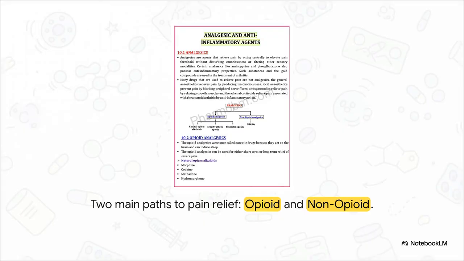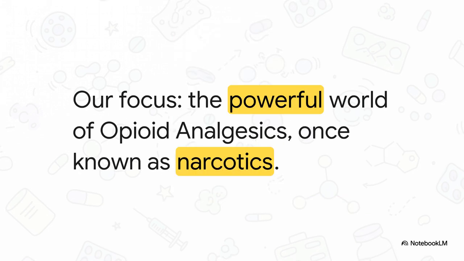When you look at painkillers, they basically fall into two big buckets. As you can see here, you've got the opioids on one side and the non-opioids on the other. They both fight pain, but they go about it in totally different ways. For our purposes today, we're going to dive deep into just one of those, the opioids. These are the heavy hitters, what used to be called narcotics. They're typically used for more serious pain because they work directly on the brain.